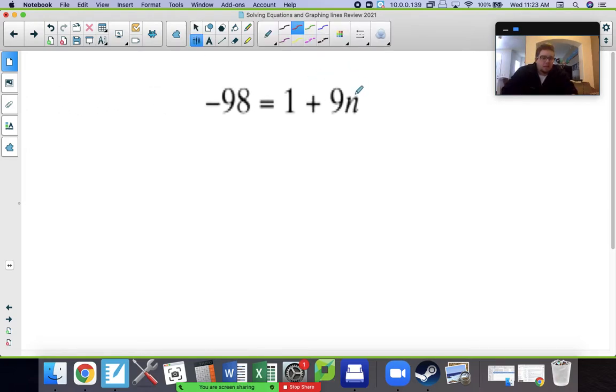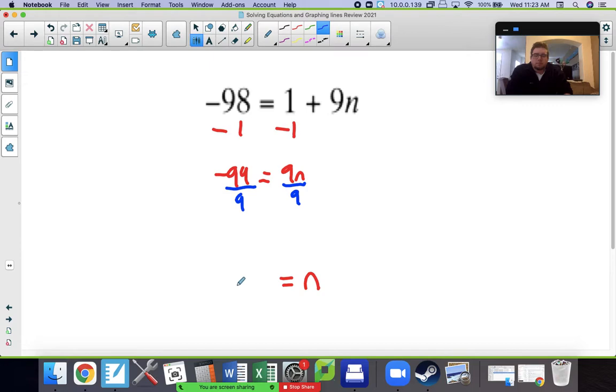I need to get n by itself, which means I need to move the 1 and the 9. I do the opposite, so 1's being added, so we subtract 1. Leaves us 9n on the right. 9 is multiplying, so we do the opposite and divide. And negative 99 divided by 9 is negative 11.